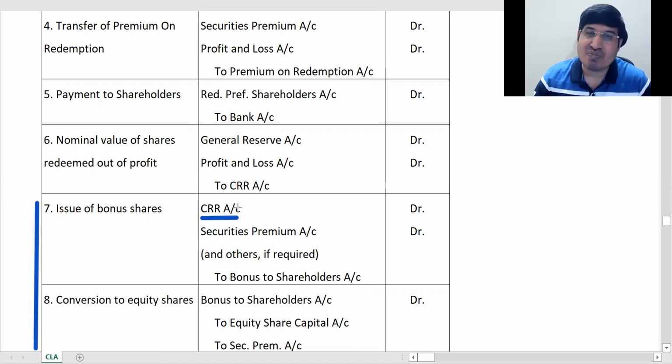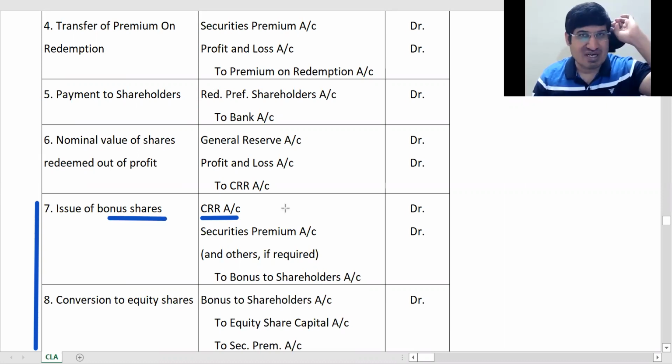ठीक है? There are very less purposes for which you can use it. अब law आपको allow कर रहा है bonus shares के लिए, you can use it. So if you have CRR account, it's better to use it first for that.